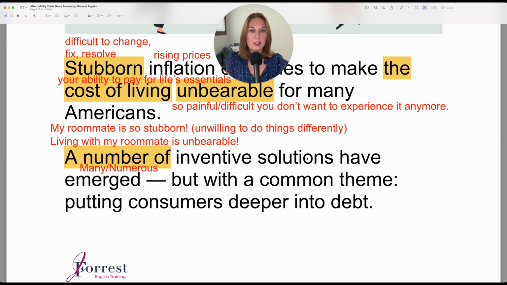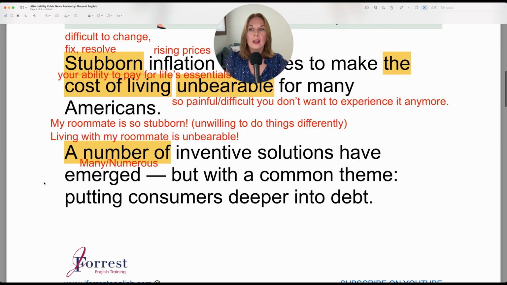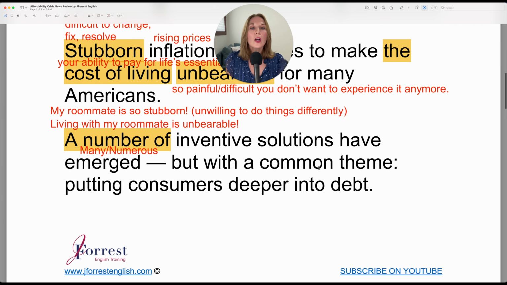A number of inventive solutions have emerged. So if they've emerged, they've been created or suggested, proposed, but with a common theme. Just like a book has a theme, a movie has a theme. So what is it about? There's a common subject area: putting consumers deeper into debt. Oh, so it's not a positive theme, because consumers, well, that's you and me. When we buy groceries, pay our mortgage, pay our rent, pay our car payments, we are consumers, of course. So putting consumers deeper into debt.